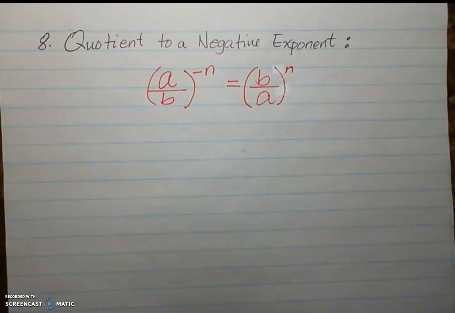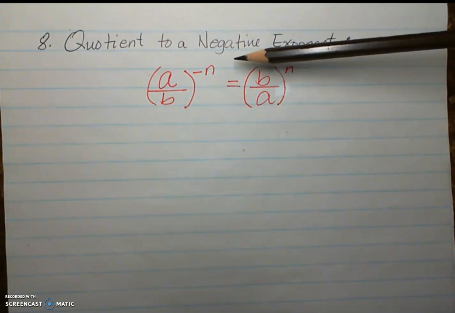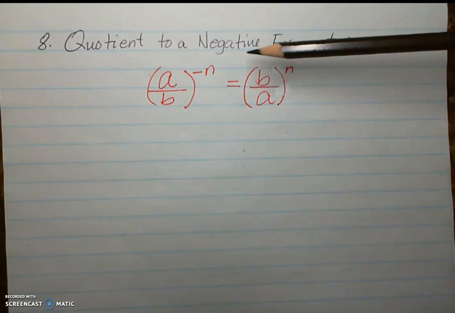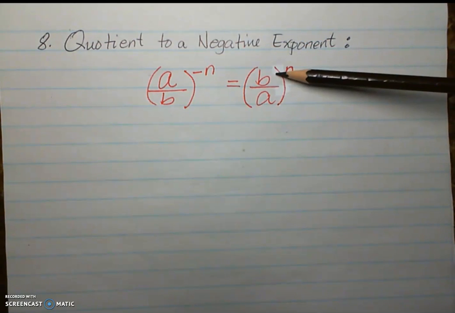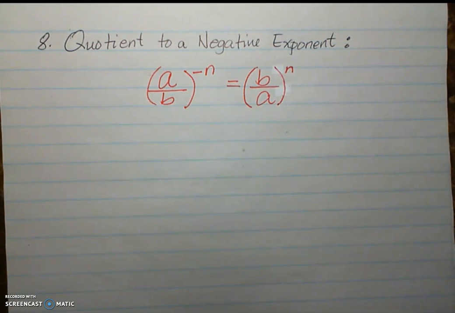Our last and final property is the quotient to a negative exponent, which indicates that if you have a fraction inside the parentheses raised to a negative exponent, you're going to have to flip the numerator and the denominator so that the exponent becomes positive. This is better shown with an example, so let's have an example: x over 2, all in parentheses, raised to a power of negative 4.